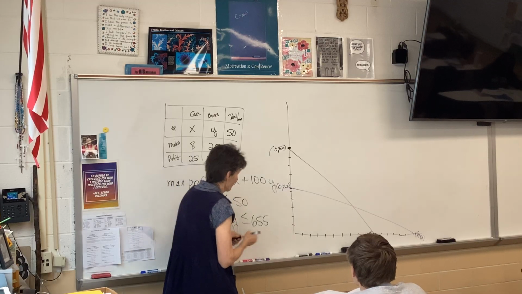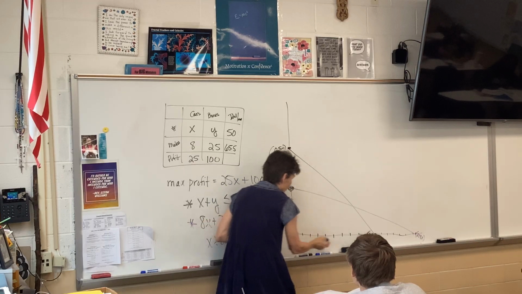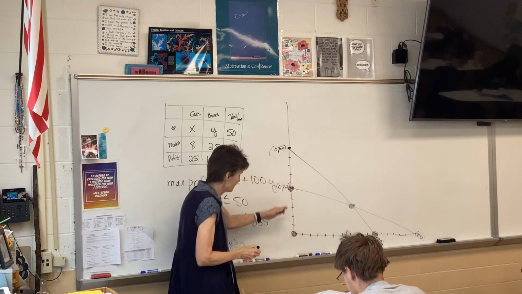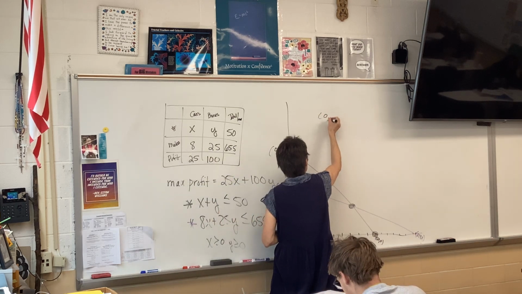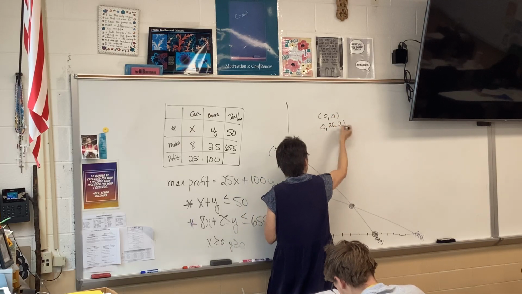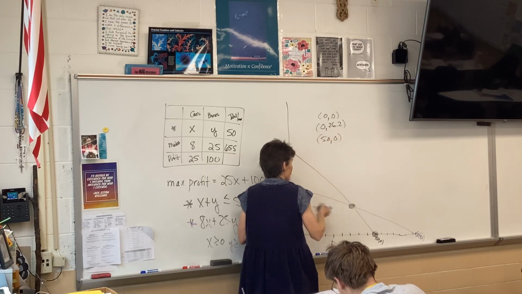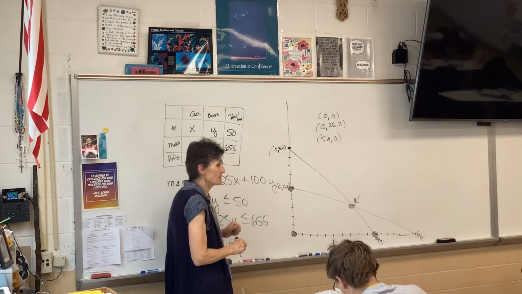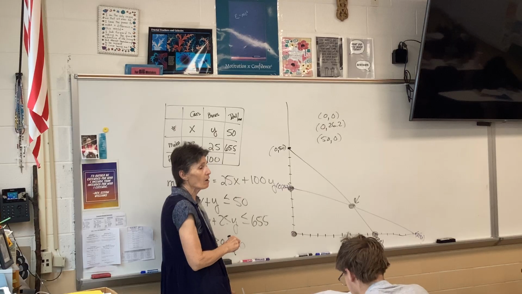So, here are the corners of my shading. So I have (0, 0), (0, 26.2), (50, 0), and then this guy. With all the decimals in this problem, I don't think I'd be trying to eyeball that.